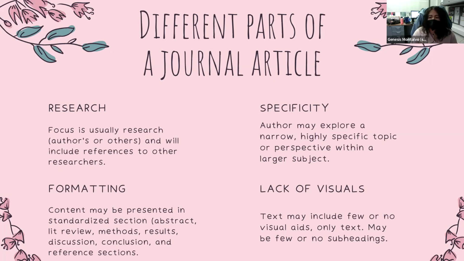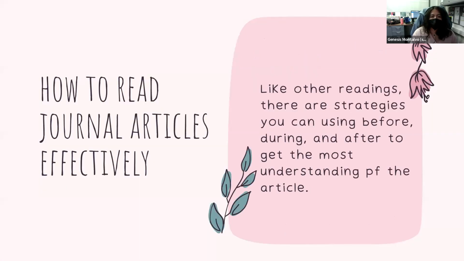It might just be text. There may be a few or no subheadings. So we sometimes also have to adjust how we read the journal article based on those visual cues, because sometimes subheadings are really helpful for us when we're trying to skim the article. But what do we do if there are no subheadings? How do we find information that we need? And that's what we're going to discuss next.